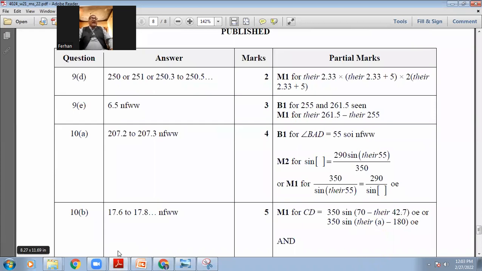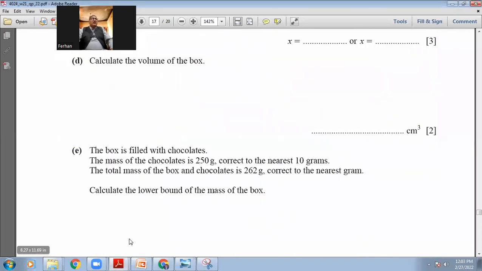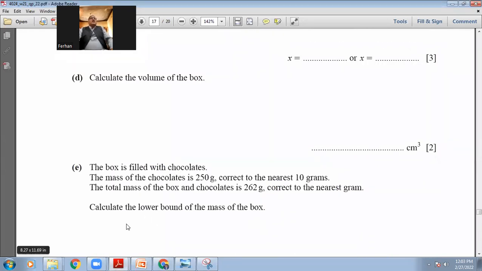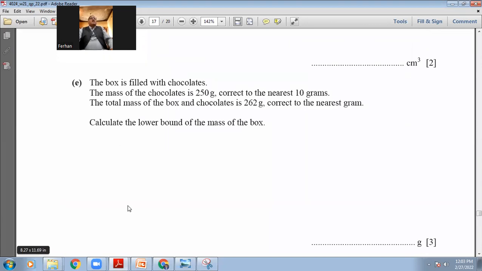Yeah, our answer is right, sir. Then he says the box is filled with the chocolates. The mass of the chocolates is 250 gram, correct to the nearest 10 gram. The total mass of the box and the chocolates is 262 gram, correct to the nearest gram. Calculate the lower bound of the mass of the box.